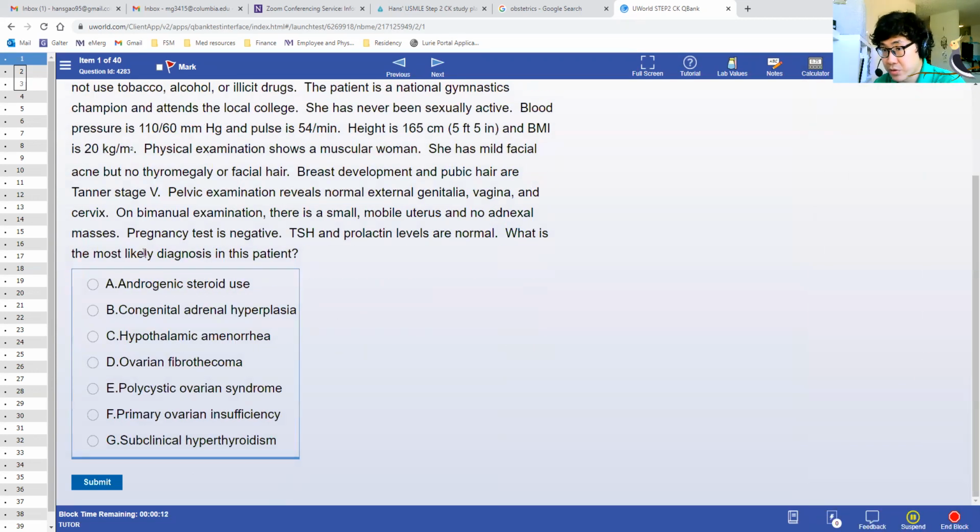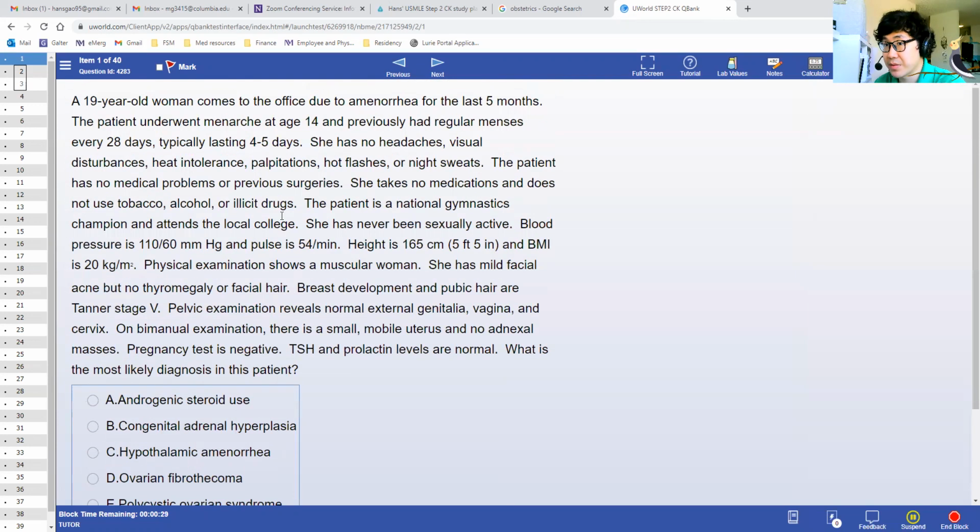All right, so for this question, I like to first look at the question as well as the answer choices so I know what I'm up against. What is the most likely diagnosis in this question? So a lot of diseases here. So I'm going to be looking at diagnosis.